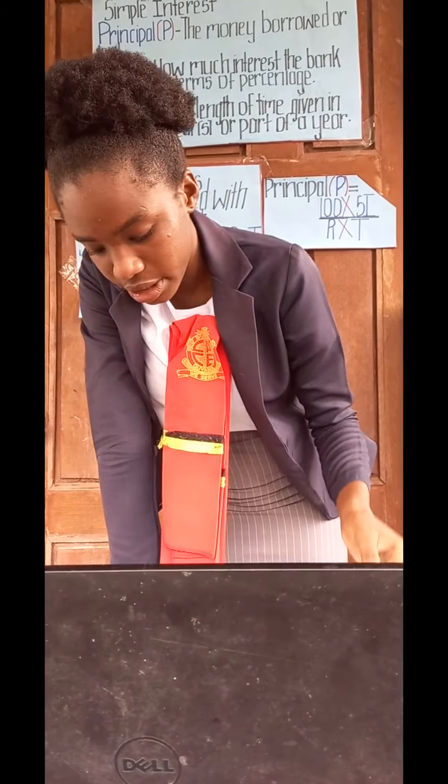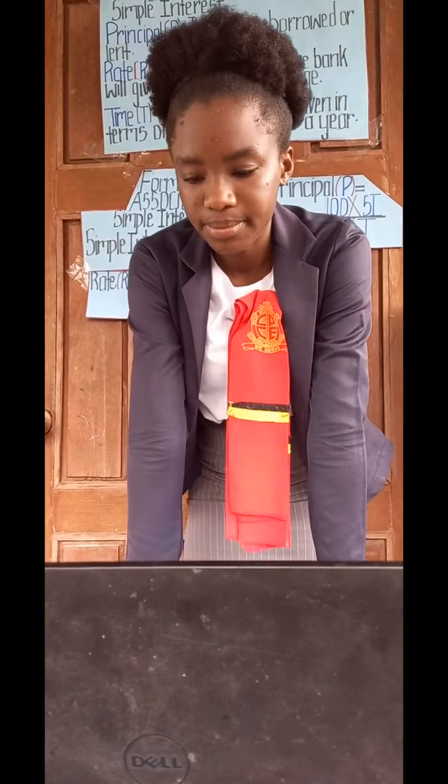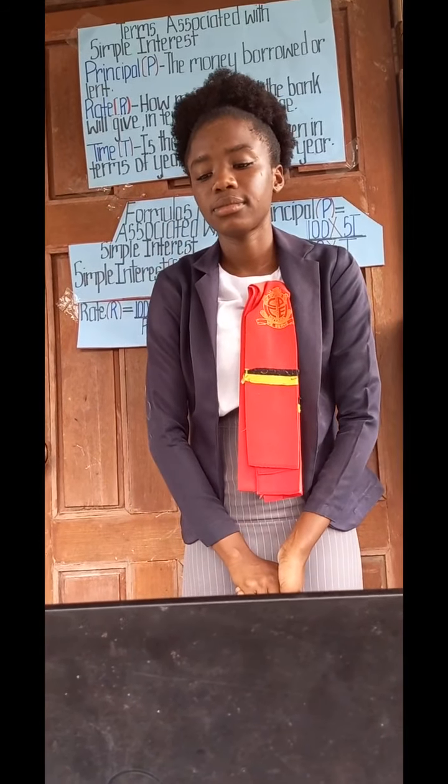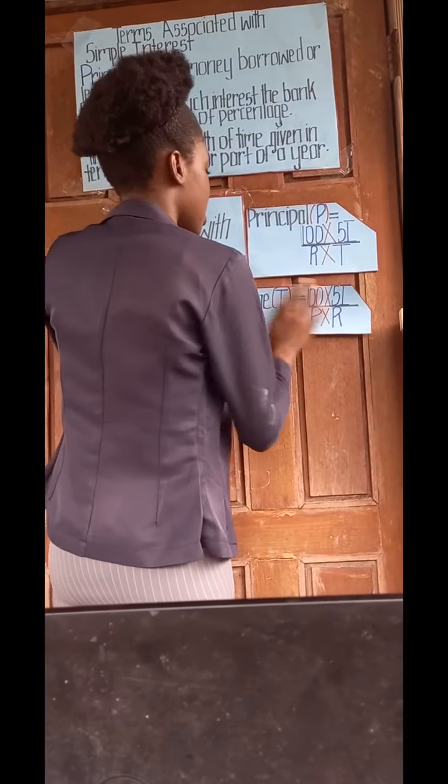Okay, Randall, how do we find time? 100 multiplied by simple interest divided by principal times rate. Everybody got that? Very well. So we can move on. So this is how we find time.